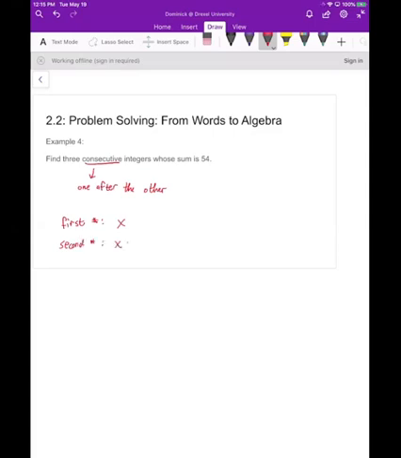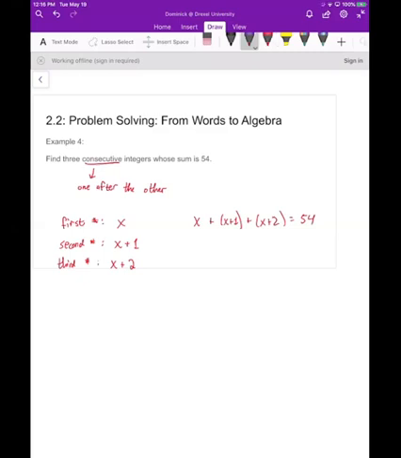Well, it's whatever x is plus 1. And in this case, we want 3 consecutive integers. So the third number is the previous one plus 1 more. So instead of x plus 1, it's now x plus 2. So we know that if we add all these together, I should end up with 54.